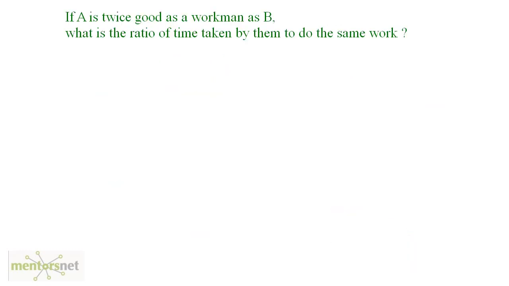Let us solve another question. It is given that A is twice as good a workman as B. What is the ratio of time taken by them to do the same work? Now let us consider that the work done by B is equal to 1. The complete work done is 1. Now let us say that this is done in n days.